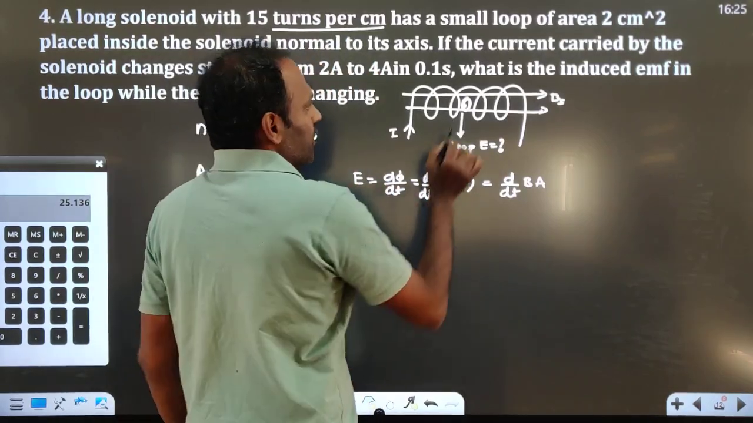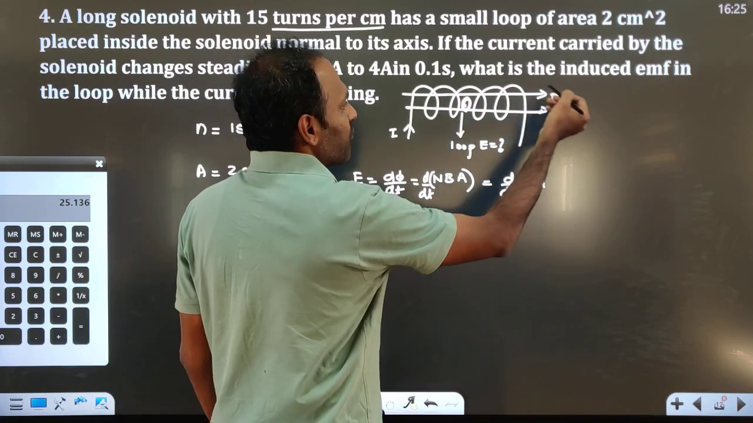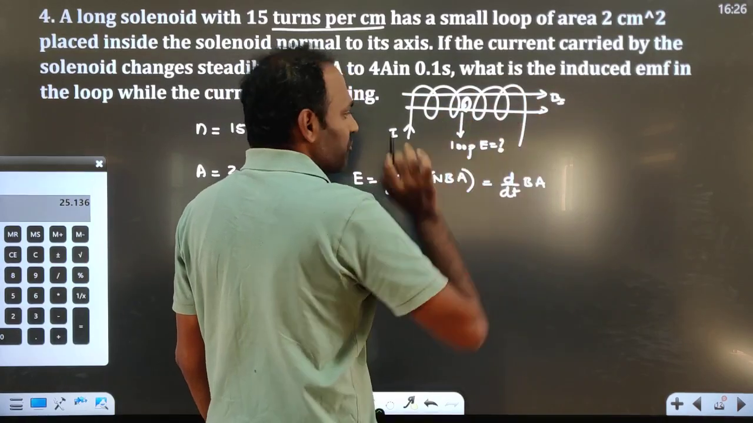So the flux of this loop kept inside the solenoid will change due to the magnetic field of the solenoid, and hence the EMF will get induced.